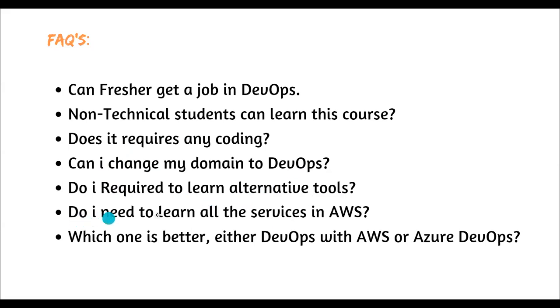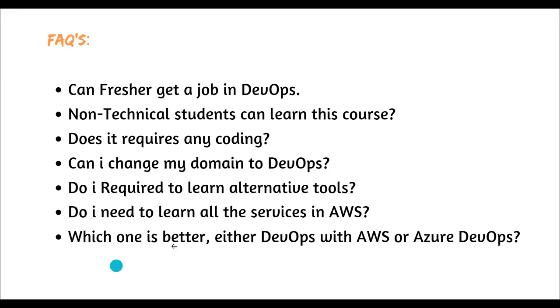And finally, do I need to learn all AWS services? Not all are required. We need to learn at least 10 to 15 AWS services that you will be working on in real time. If we talk about AWS services, there are 100 plus services actually. We don't need to learn all of these 100 plus services. We require only 10 to 15 maximum.